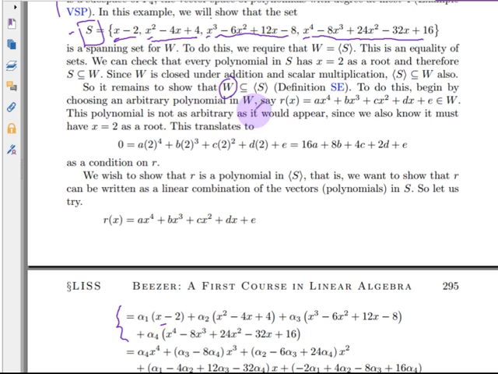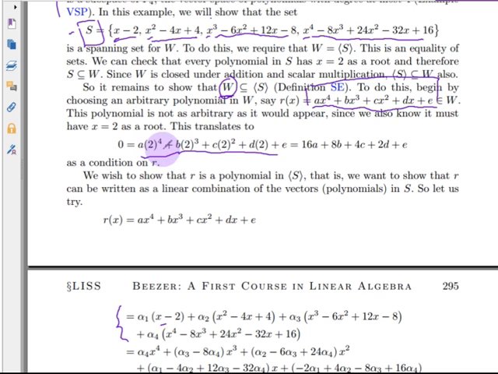Now we want to write down an arbitrary vector that's in W. We want to write down an arbitrary polynomial that has 2 as a root. So what does it mean that 2 is a root of this polynomial? We've written down the most general polynomial of 4th order. What does it mean that 2 is a root? Well, it means that we can plug 2 in for x and we get 0 as a result. So that's what we've done here.